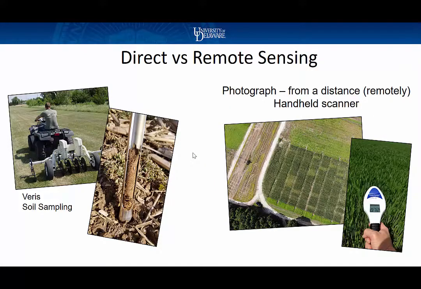So there is a difference between what we call direct versus remote sensing. Remote is remotely. So when you take a soil sample, that's a direct sample to get a nutrient content. If you take a tissue sample, that's direct sampling to figure out what's going on with the crop. A Veris machine that runs electric current through the soil, that's direct sampling. When you take a photograph from a distance, that's remotely. When you use GreenSeeker, that's remotely. You're not touching the crop, you're getting a signal from a distance.